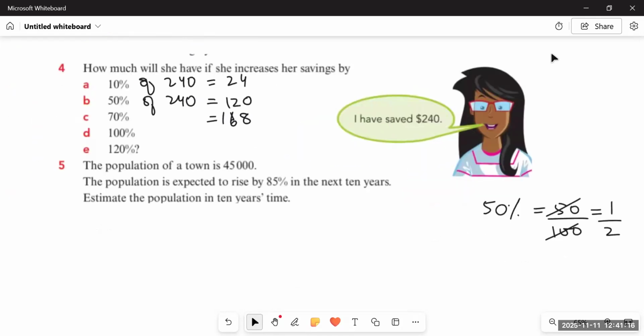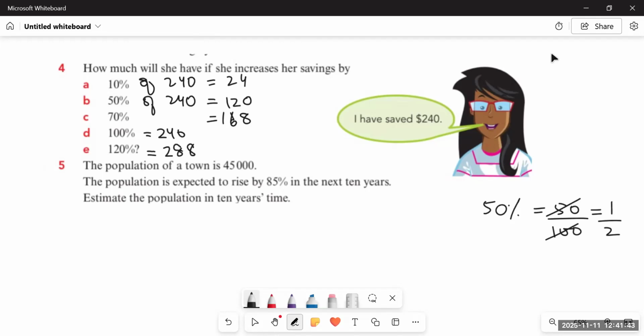Now, what is the 100%? 100% of something is equal to that quantity, that's 240. And then 120% means 100 plus 20. So we already know that 20% of 240 is the double of 24, that's 48, and 100% is 240. So 240 plus 48 is equal to 288.